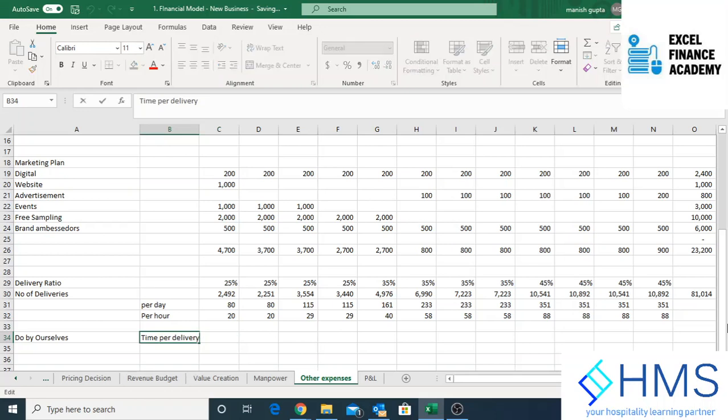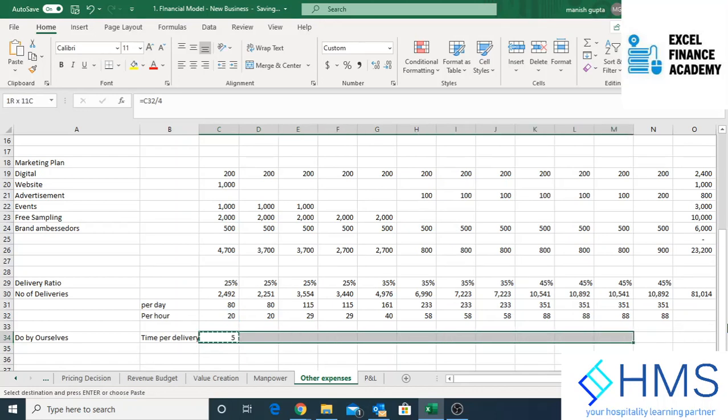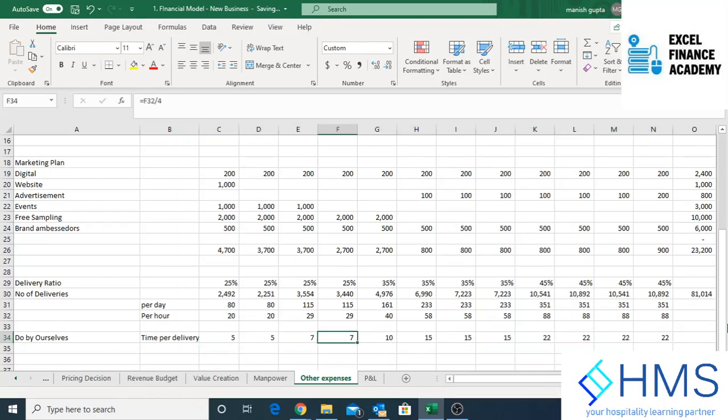So let's say we take 15 minutes per delivery. For doing 20 deliveries, you can do only 4 deliveries in an hour, right? So then you need to divide by 4. So you need 5 people, and you need up to 22 people when you are hiring more, if you are able to do only 4 deliveries per hour.